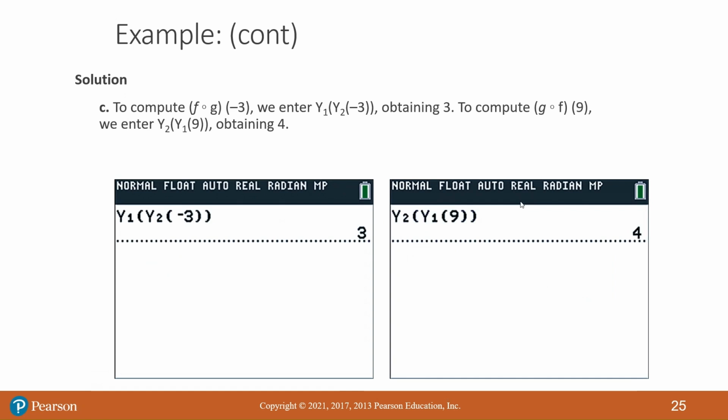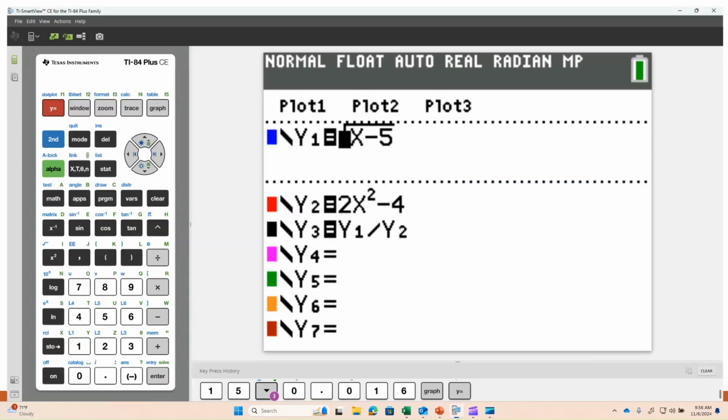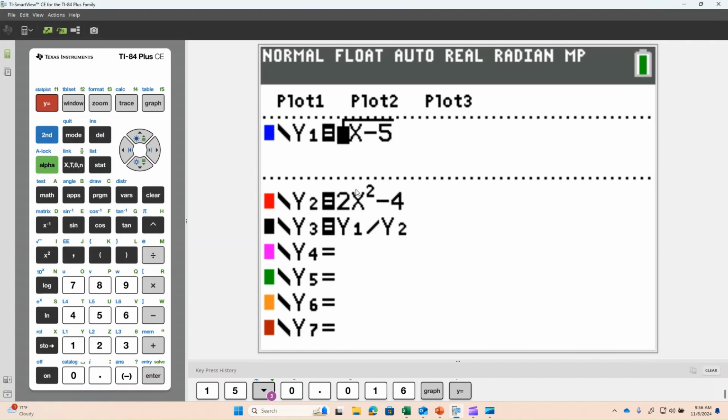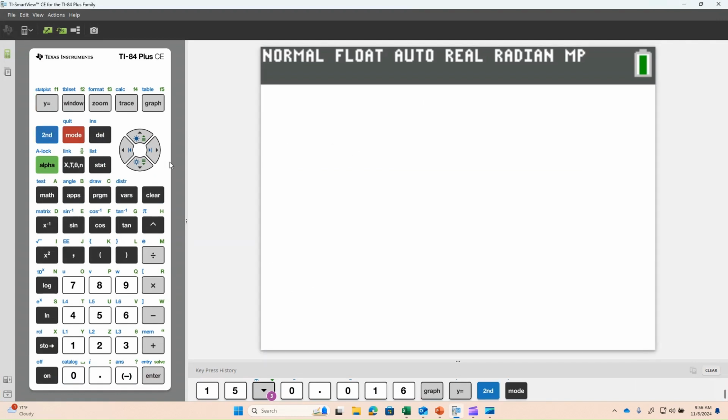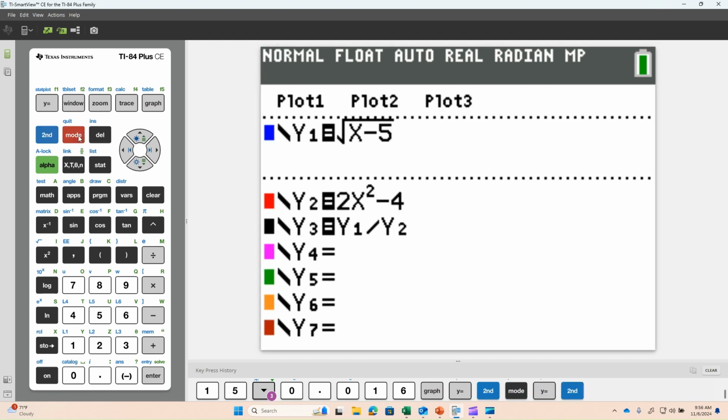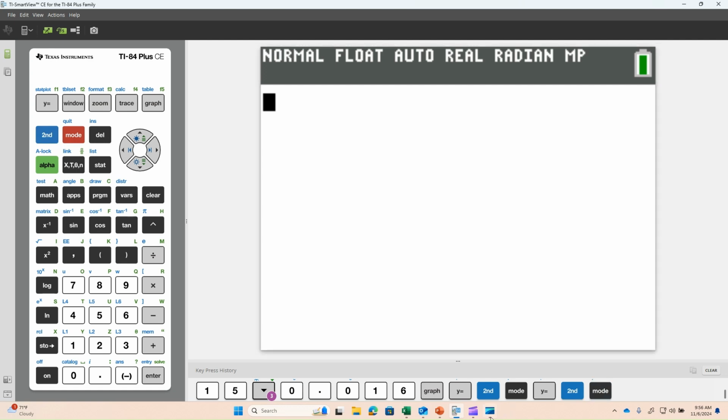Now, let's say we actually want to compute some values. Say we want to compute f of g of -3. We could actually go to the blank screen once we have them entered. You do have to have them entered in y1 and y2. You have to have your original functions entered. If you go to your blank screen, all I did was exit out of there. I just went second quit, which brings me back to my blank screen.